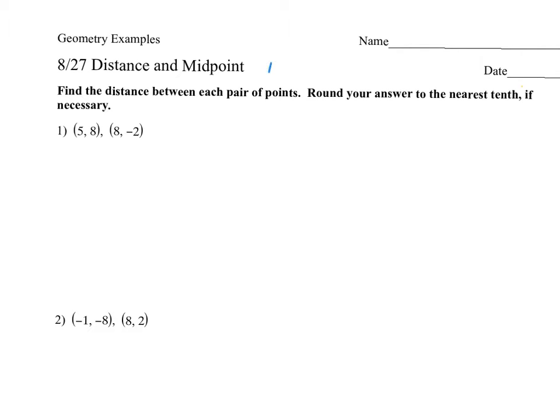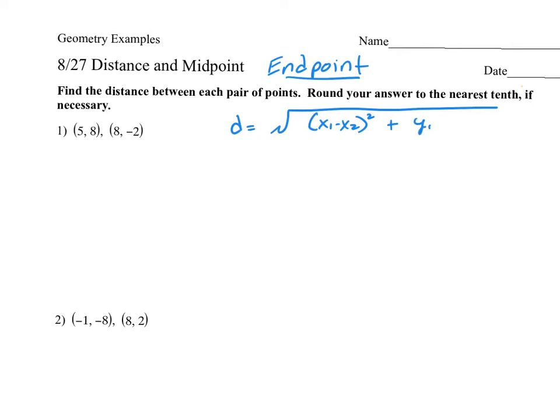We're also going to find the endpoint. And there are 3 types of questions we're going to do today. So to find distance using the distance formula is x1 minus x2 squared plus y1 minus y2 squared.